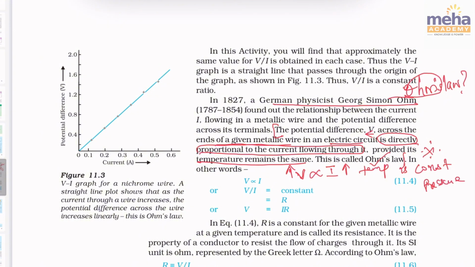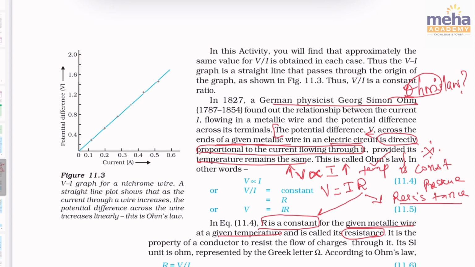Whenever in a physics formula you have a proportionality sign, if I want to make it an equation, I use a proportionality constant. So, he introduced a constant called R. Here R is the constant for the given metallic wire at a given temperature, and R is also called the resistance. So the formula for Ohm's law is V is equal to IR.